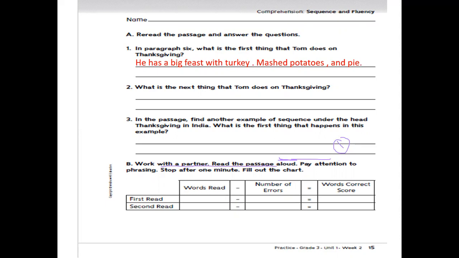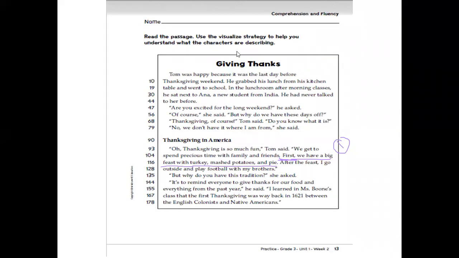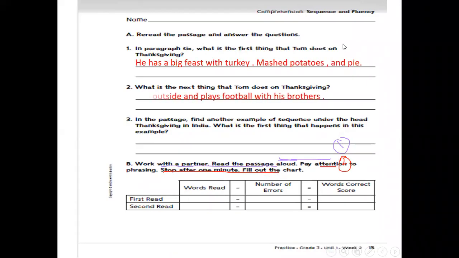Number 2. What's the next thing that Tom does on Thanksgiving? Let's go back again. What's the next thing here? After that feast, I go outside and play football with my brothers. So he goes outside and plays football with his brothers. This is the second answer. We're going to write it here. He goes outside and plays football with his brothers.